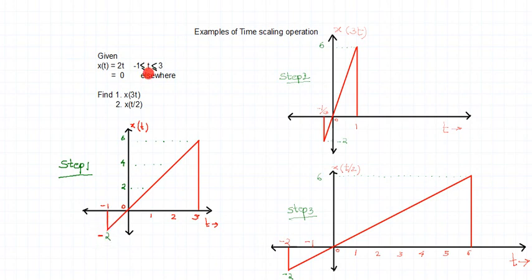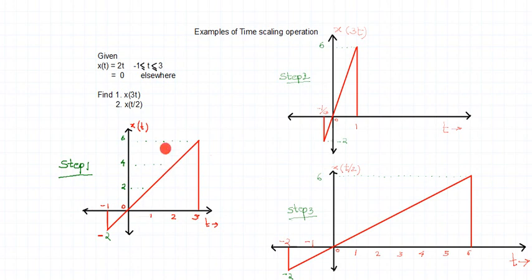Take the next time instant, t is equal to 0. When I put t as 0, x of t becomes 0. So at 0, the magnitude is 0. When I take t as 1, the magnitude is 2. When t takes the value 2, magnitude is 4. When t takes the value 3, magnitude is 2 into 3, that is 6. Now simply join these points: -2, 0, 2, 4, 6. This is the line you get. Outside this the signal is 0, so bring the signal down to 0. This is how you get the signal.